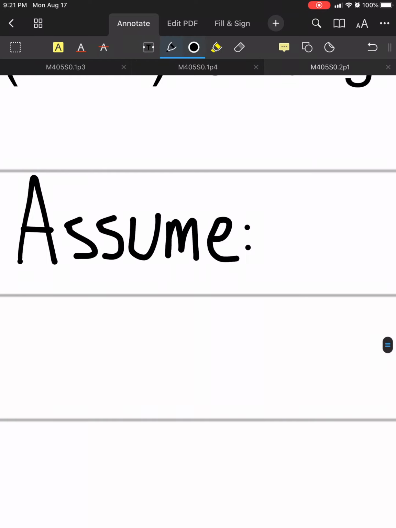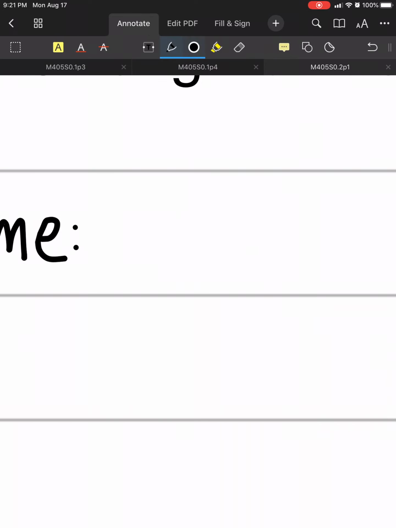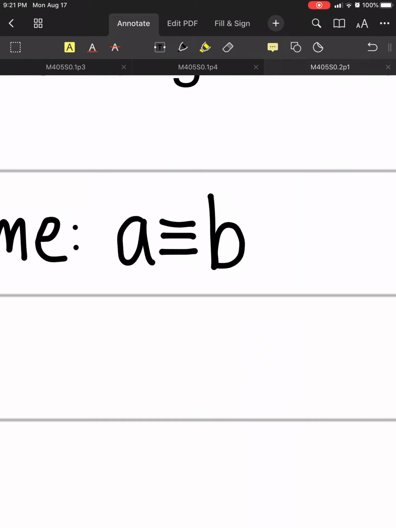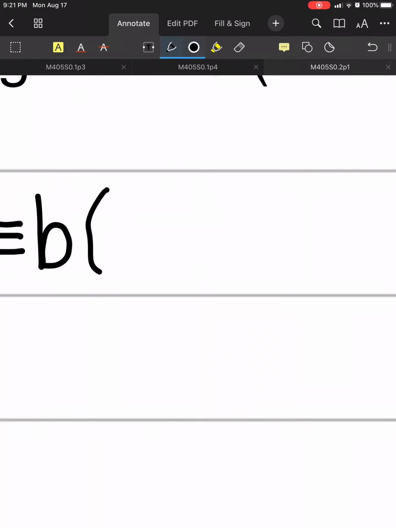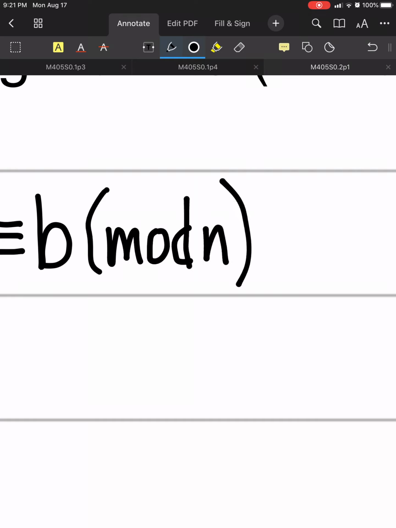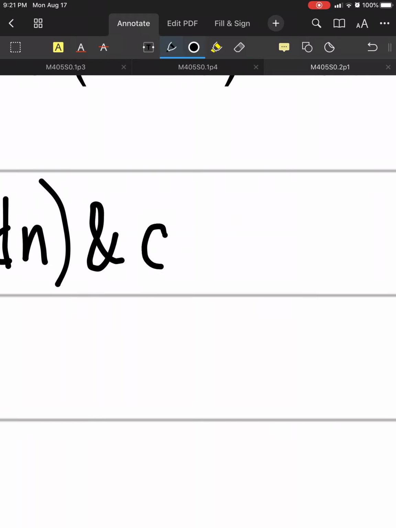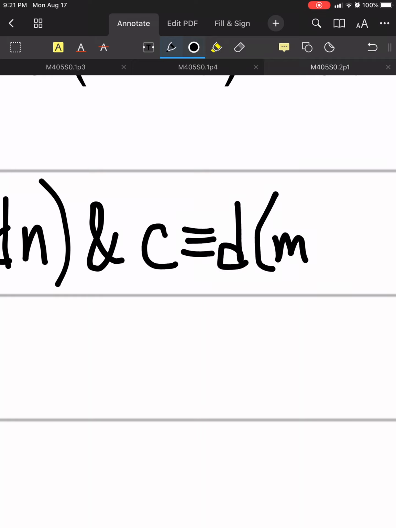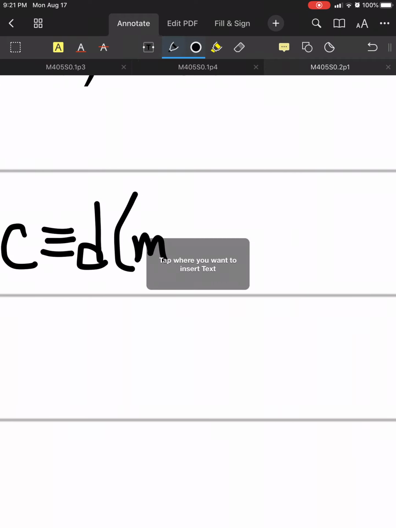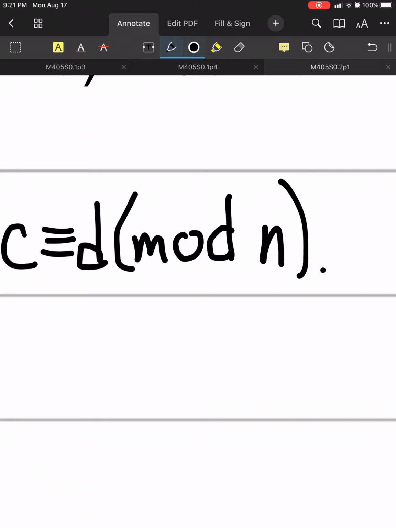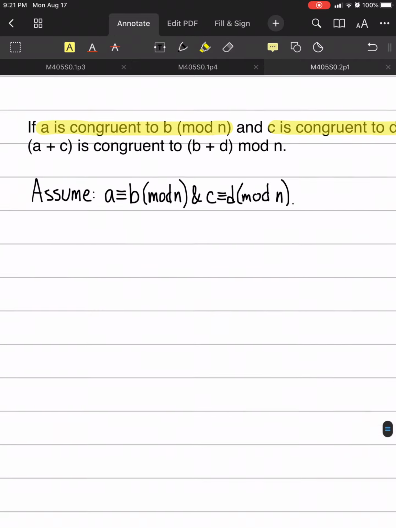So assume A is congruent to B mod n, and C is congruent to D mod n. So hopefully you all got this part from the guidelines I gave you. So this is our first line of the proof.